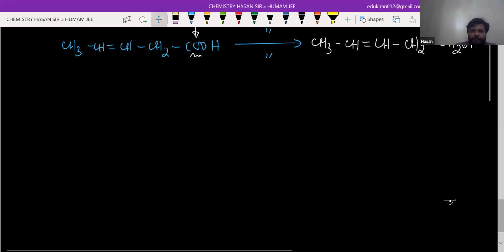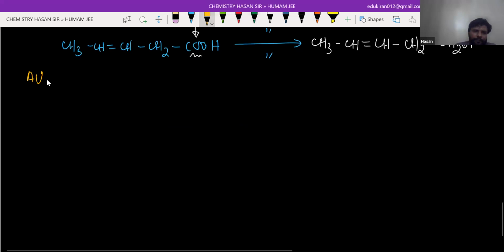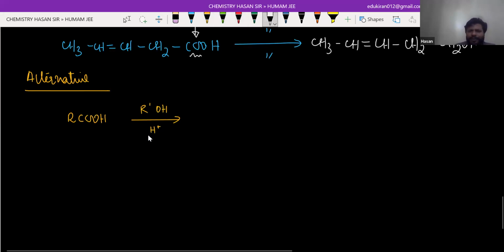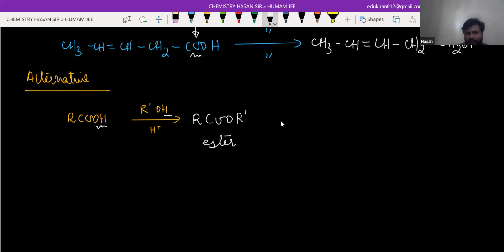Alternate method is this, I'm going to show you. We have carboxylic acid. When you are going to react this with R-OH in the presence of acid, basically this is an esterification reaction that you have studied in class 10th as well. So this becomes RC-O-R dash. Basically, this hydrogen and OH will be combined to form water and it will be out of the solution.